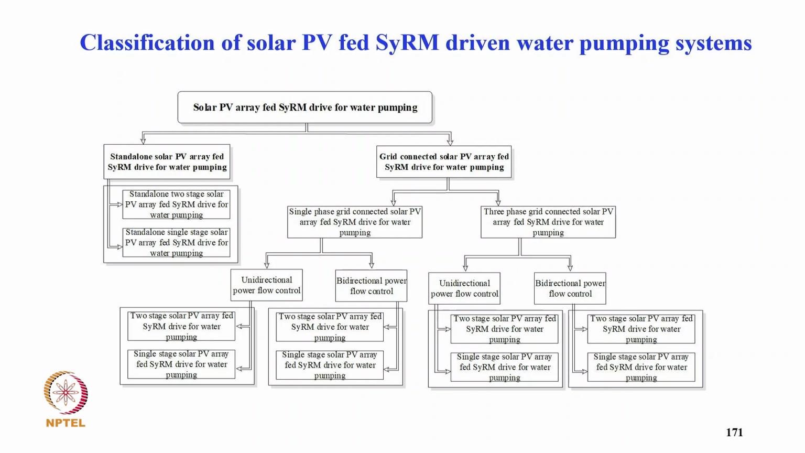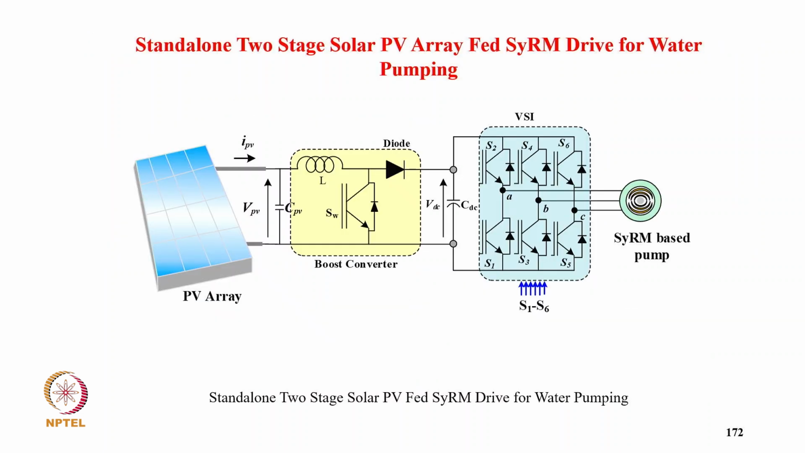Then another is the 3-phase grid connected solar PV array fed SRM for water pumping with unidirectional power flow, bidirectional power flow, with two-stage and single stage in all cases. So it becomes typically 8 cases in solar pumping.